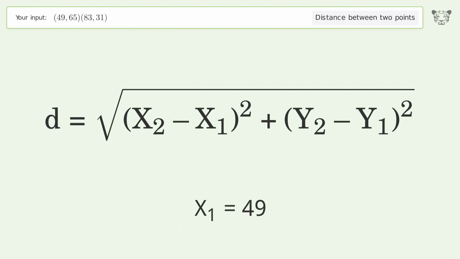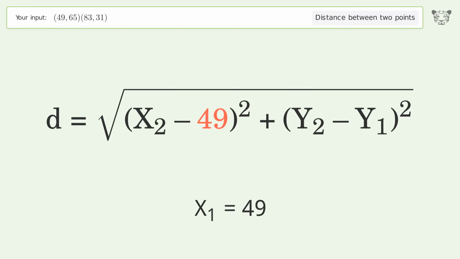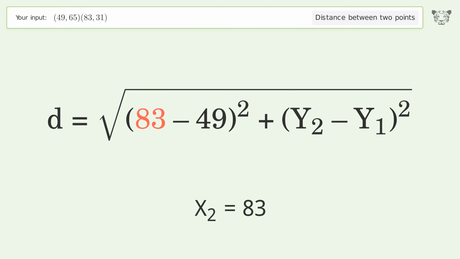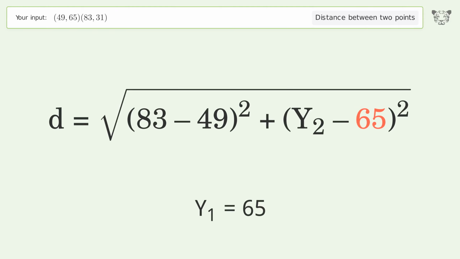x1 equals 49. x2 equals 83. y1 equals 65. y2 equals 31.